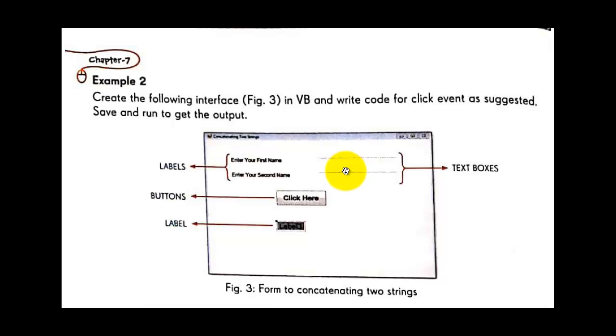Okay. Then these 2 names will be joined, will combine together. This is the first string, this is the second string. First string and second string will combine and it will display the full name. That is known as concatenating 2 strings. The first name is known as the first string, the second name the second string. 2 strings will be concatenated into 1 string.